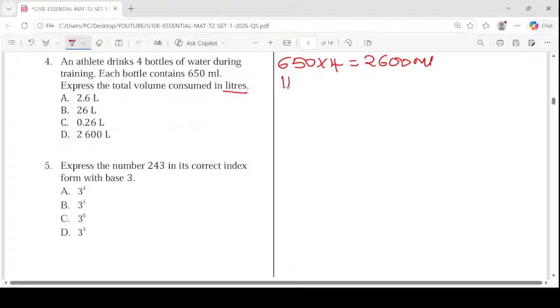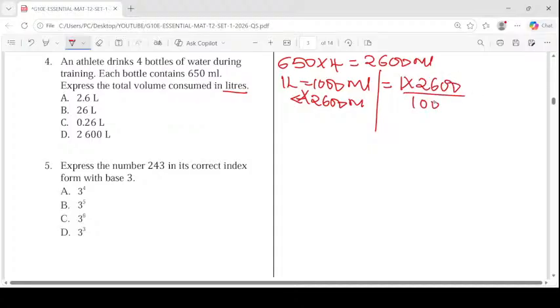You know that 1 liter is equivalent to 1000 ml. What about 2600 ml? How many liters will it be equivalent to? You cross multiply. This will become 1 multiplied by 2600 divided by 1000, which gives you 2.6 liters as the answer. Choice A for apple, 2.6 liters.